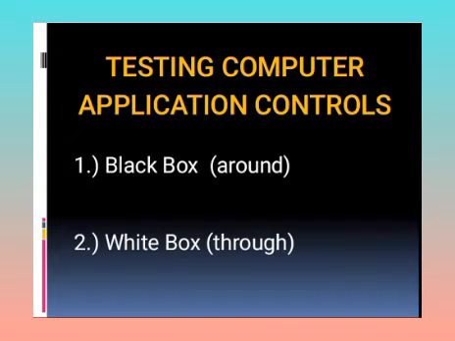Testing computer application controls have two general approaches. The first one is the black box or around the computer approach, and the second one is the white box or through the computer approach.